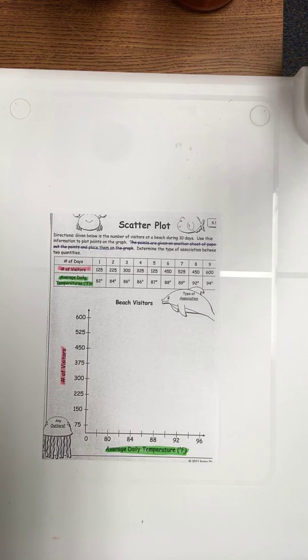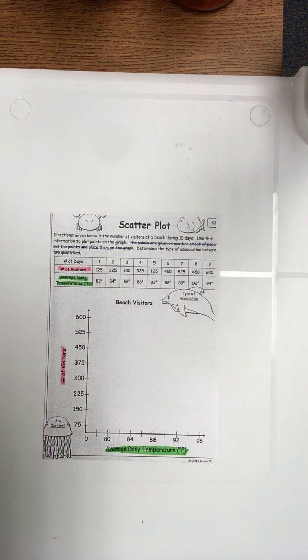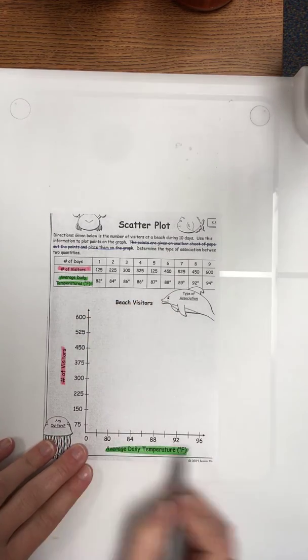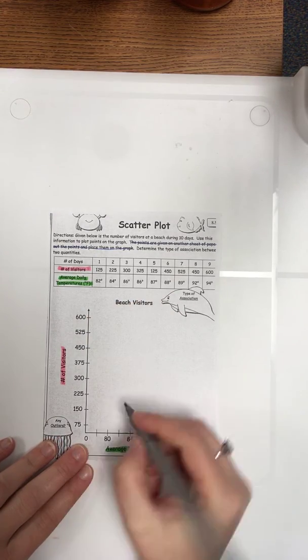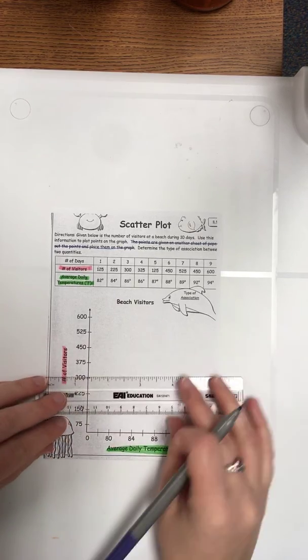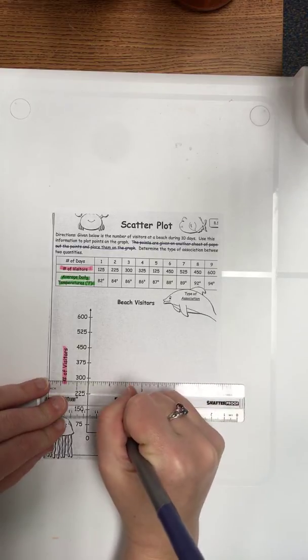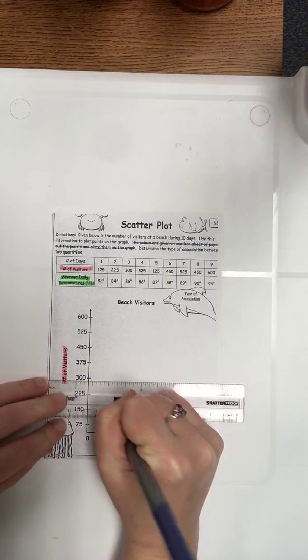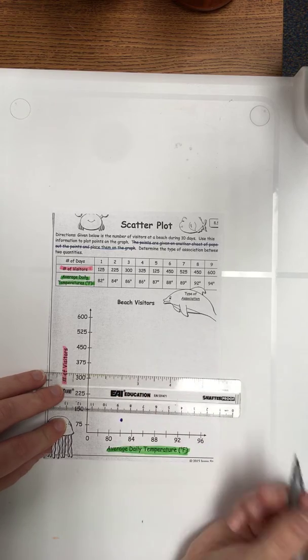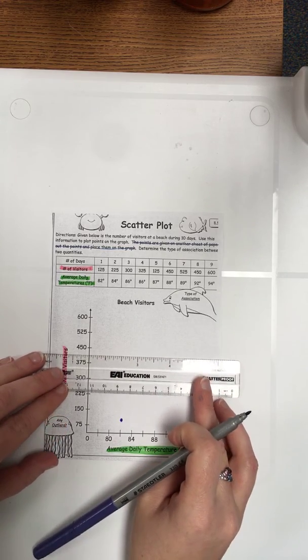Okay, so what we are going to do is take this data and plot it down here. So for number of visitors, that is your y-axis, average temperature is your x-axis. So at 82 degrees, there's 125 visitors. If you struggle with being able to track, a ruler is a great tool. So for 82 degrees, we have roughly 125 visitors. At 84 degrees, we have 225.